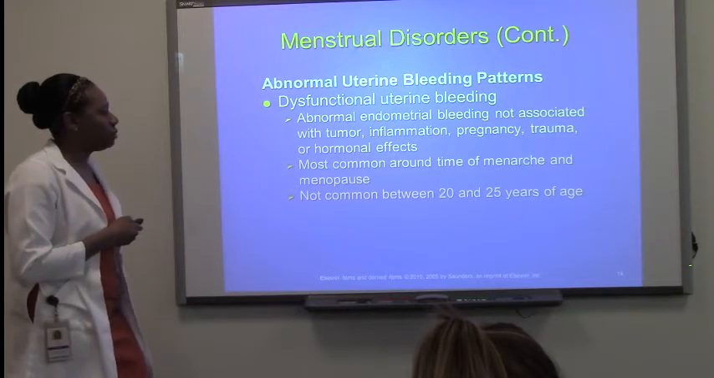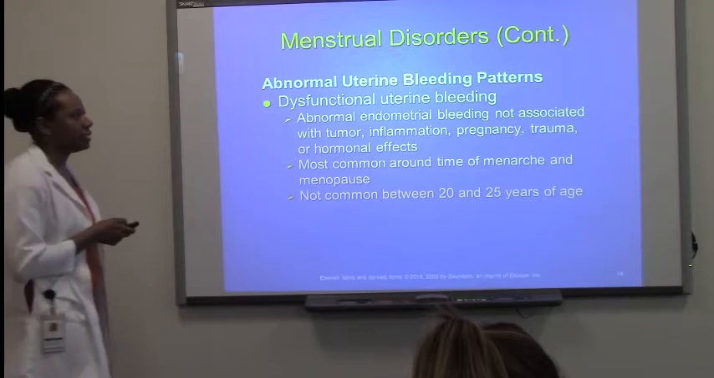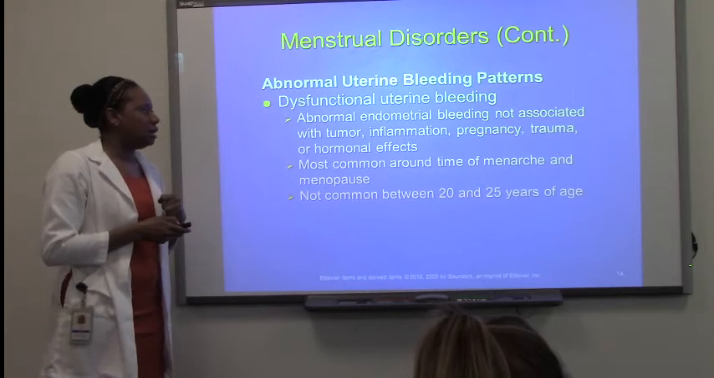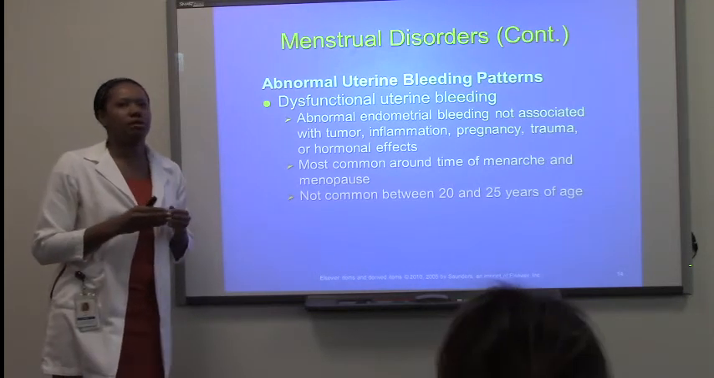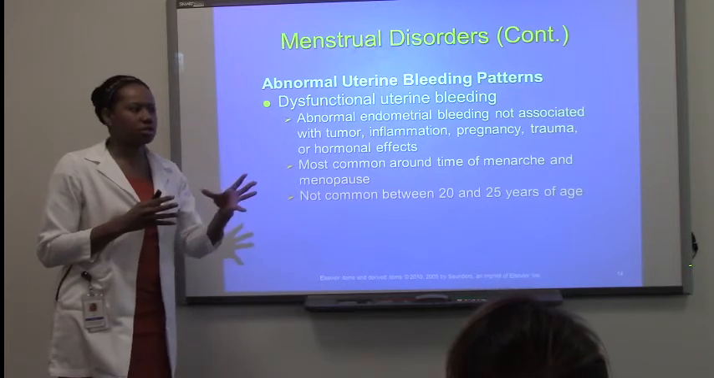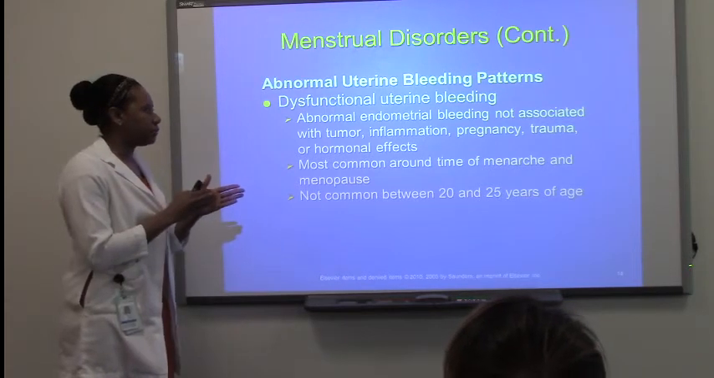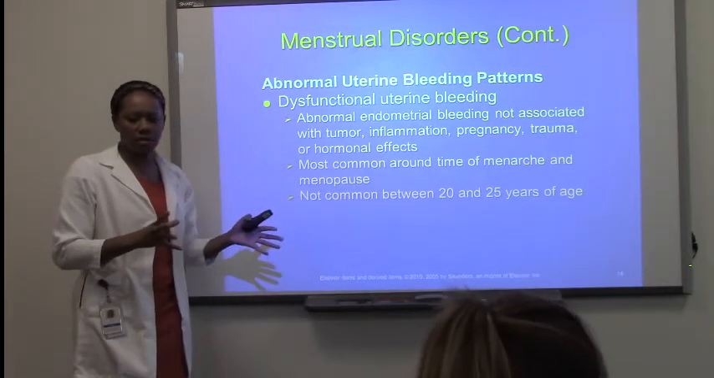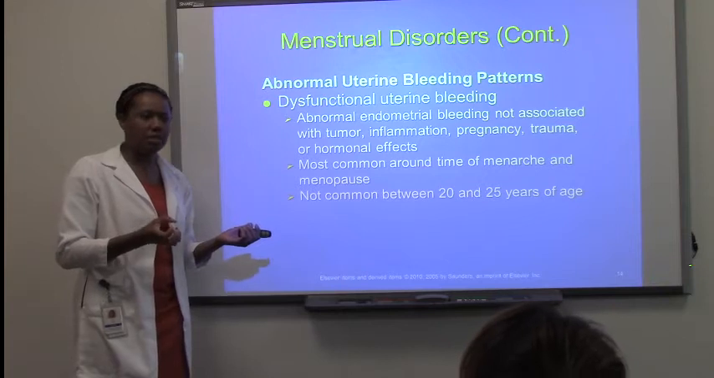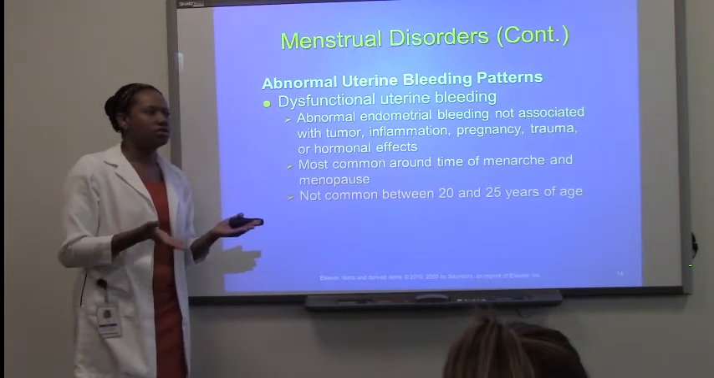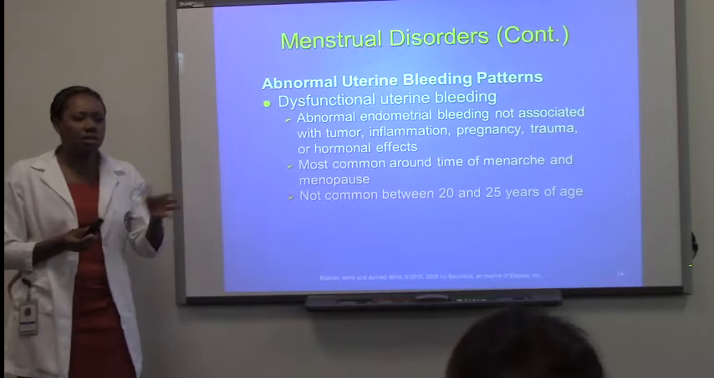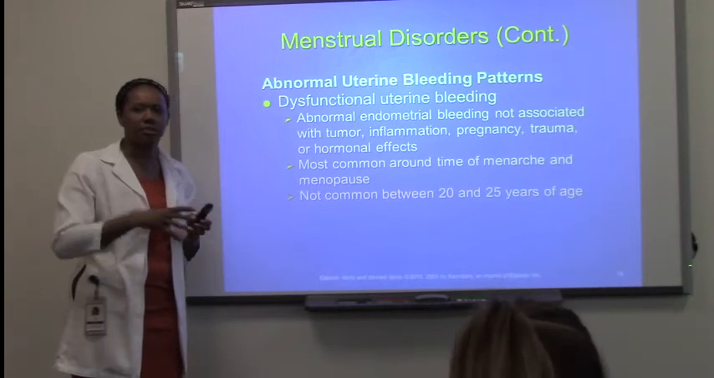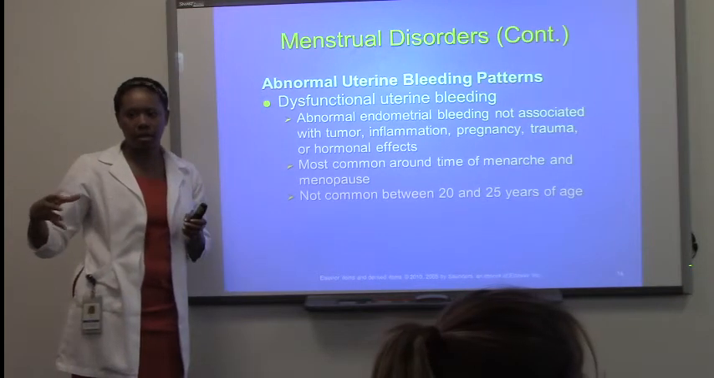So, abnormal, dysfunctional uterine bleeding can be tumor, inflammation, pregnancy, a lot of different things. Keep in mind that most of the times these patterns are common. They also see them in the beginning, when a girl first starts her menses, and even at menopause. So usually you will see young girls on the birth control pill or what have you to try to regulate the cycle, because in the beginning it'll start off that way, okay?